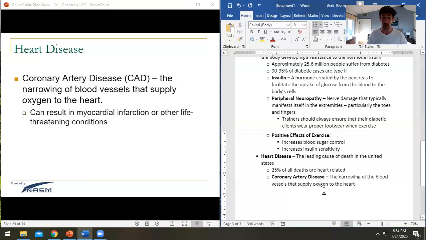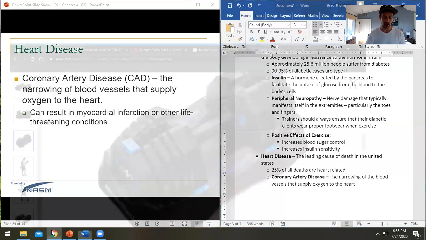Now, coronary artery disease is where, when you have excessive cholesterol running through your diet and things like that, and it starts building up on the walls of your blood vessels, you end up with this material called plaque.